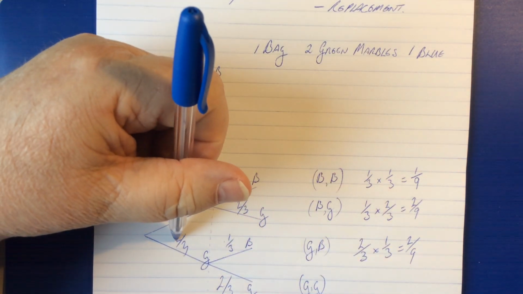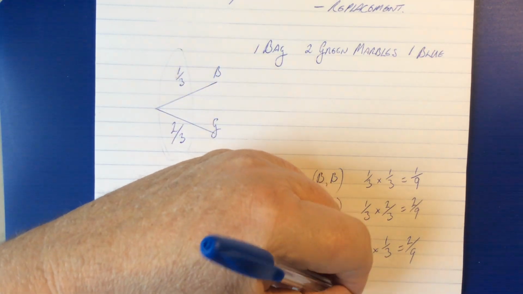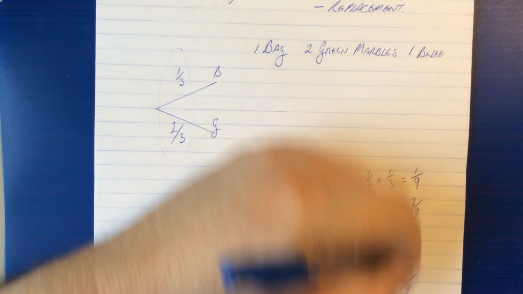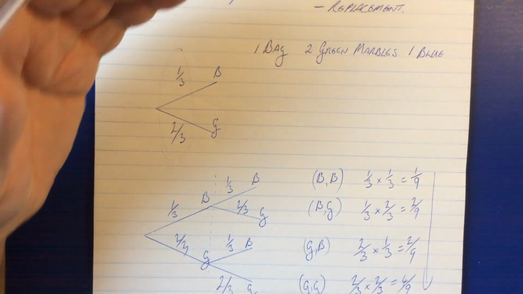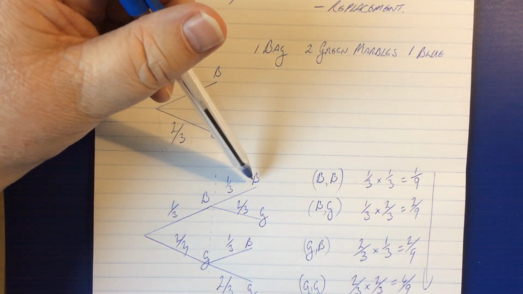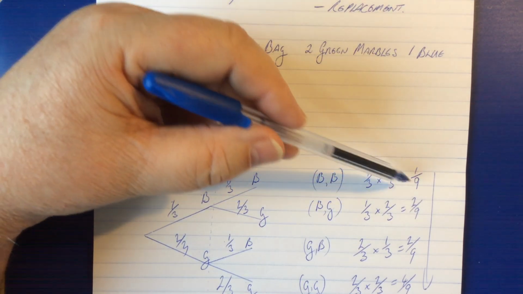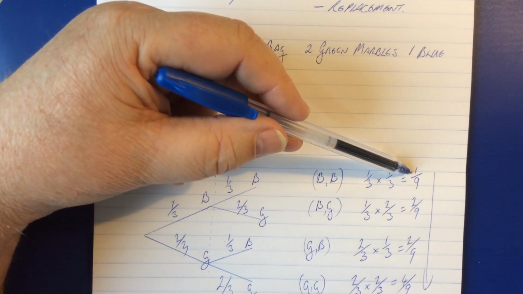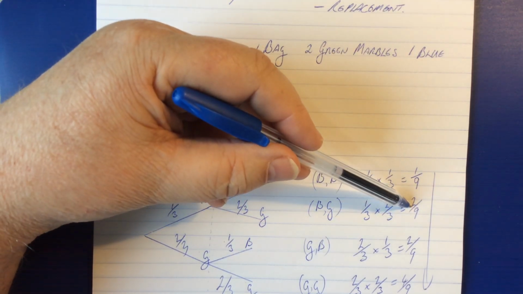And down here, the probability of green-green is 2/3 times 2/3, which equals 4 out of 9. Now these all add up to 1. So if you want to know what the probability of getting a blue and a blue is, you multiply these and you get 1 out of 9. You have a 1/9 chance. It's the lowest chance. If you want to know what blue-green in that order is, it's 2 out of 9.